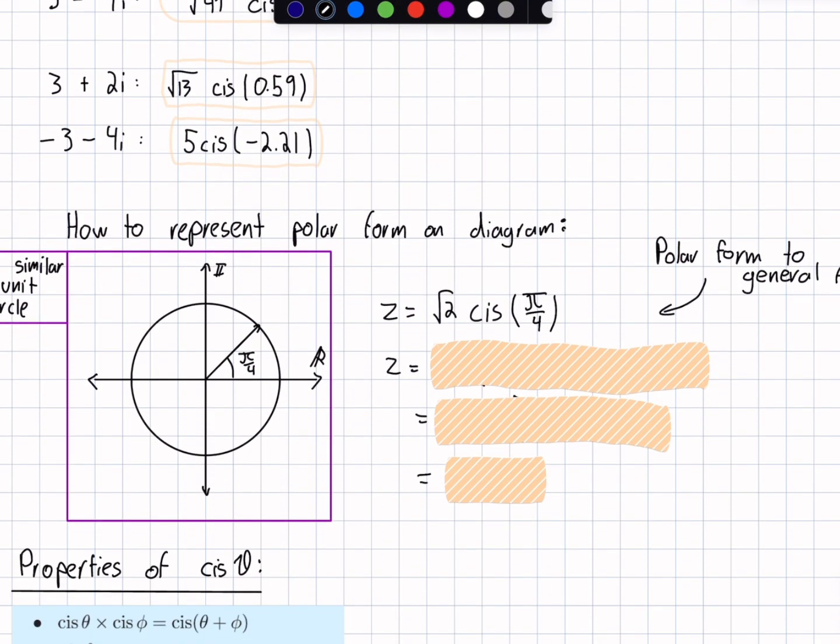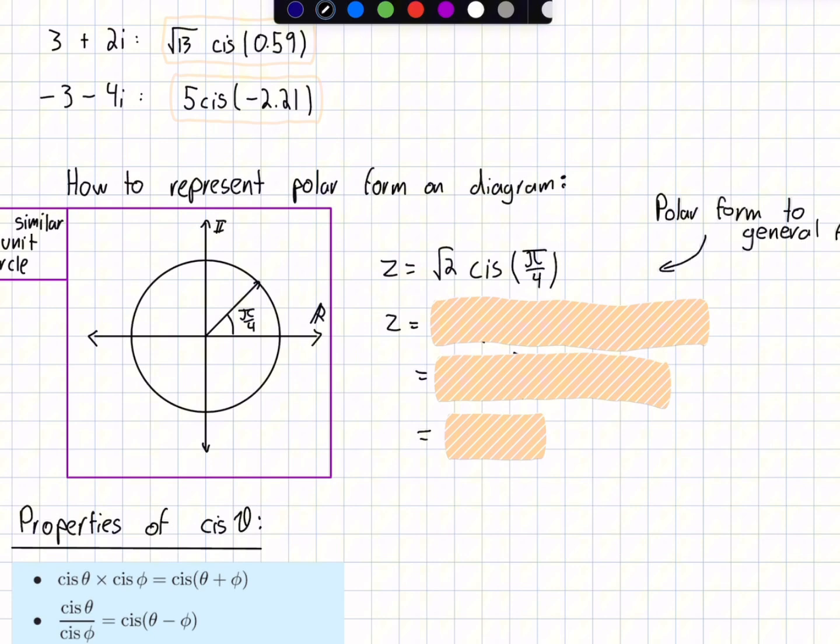Now, how do we represent the polar form on a diagram? Is it the same as the general form? In fact, no. Now that we have introduced theta and angles, we can represent this on a unit circle, with the radius of the unit circle being the magnitude or modulus of the vector of the complex number.